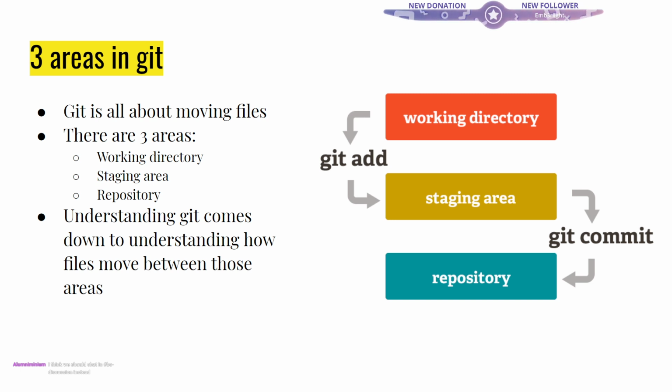All right, next. So in Git, we have 3 areas, and the whole Git is basically how files move from those areas back and forth. Basically, all the commands in Git can be explained by explaining how the files move from one area to another. So we have 3 areas, and they are working directory, staging area, and repository.